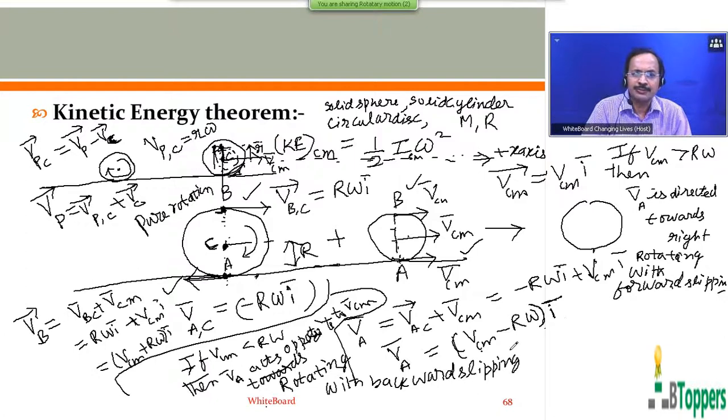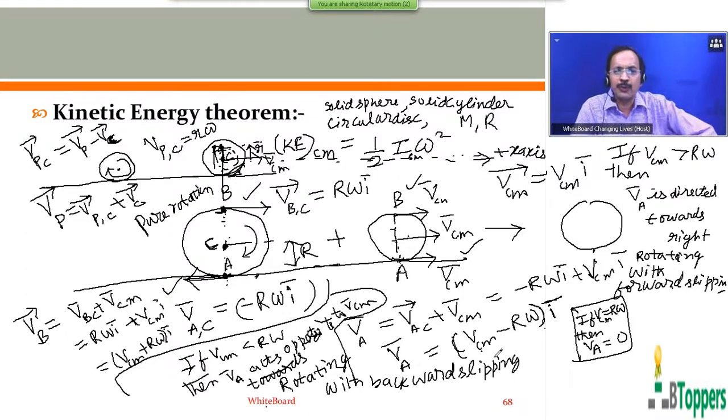So coming to the final conclusion, which is more important: if the magnitude of translation velocity of the center of mass with respect to the floor or lab frame is equal to R omega, then VA will be 0. That means the velocity of the bottommost point A of the body in contact with the floor will be 0 with respect to the floor or surface on which it rolls. That means the body is said to be rolling with no slipping.